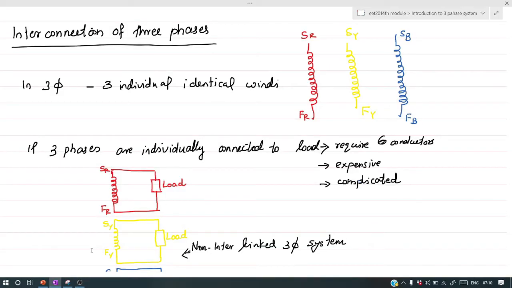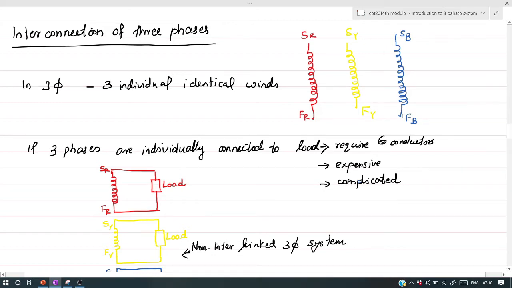In this video, let's see interconnection of three windings in three-phase system. In three-phase system, there are three individual identical windings like this. Each winding is having starting and finishing terminals. It is denoted by SR and FR for R phase, SY and FY for Y phase, and SB and FB for B phase.